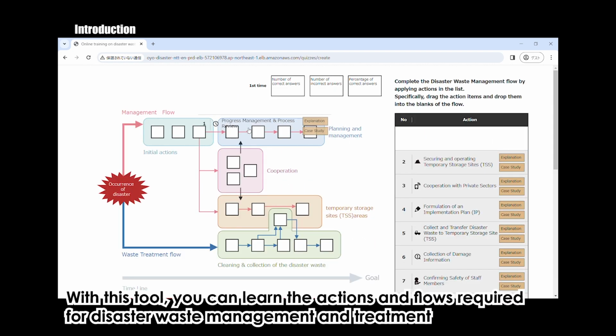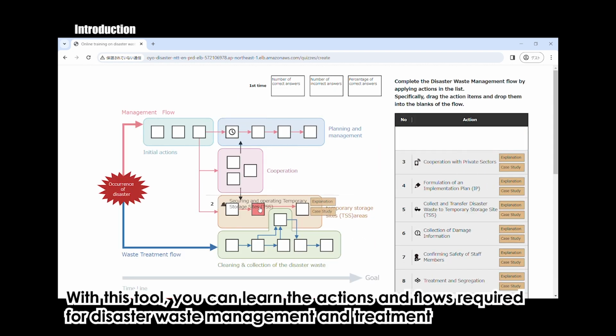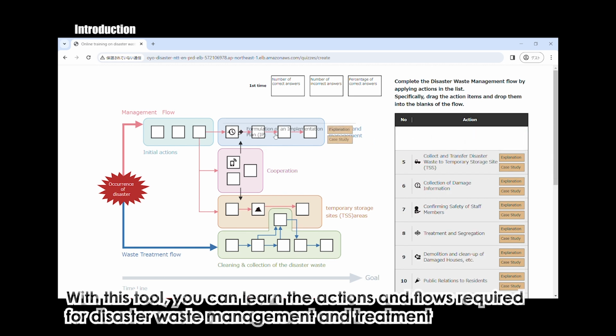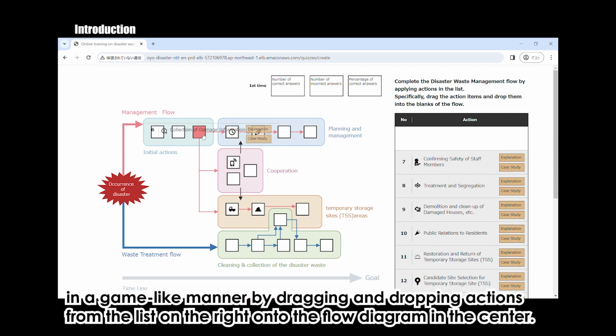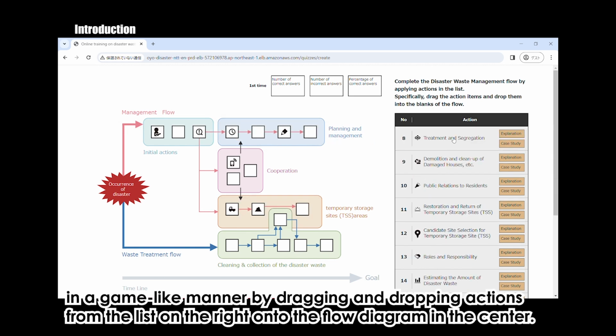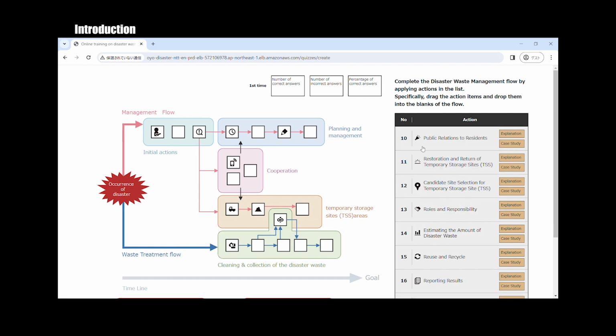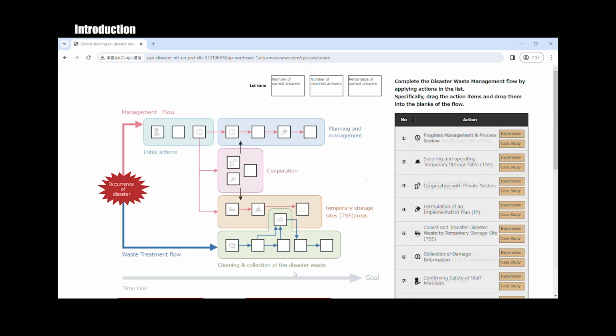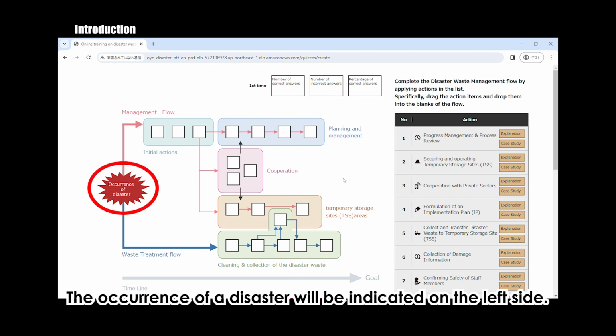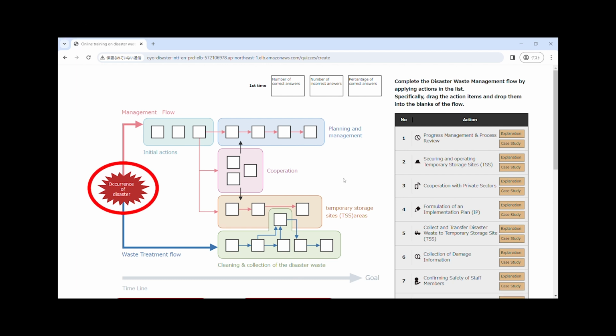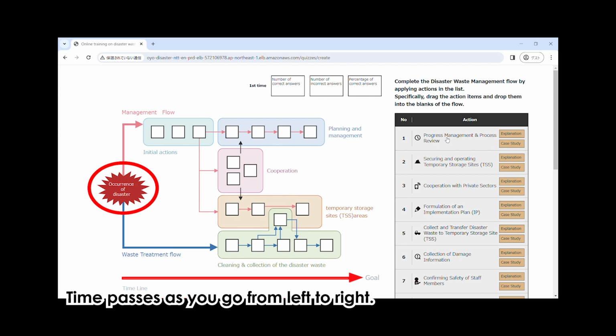With this tool, you can learn the actions and flows required for disaster waste management and treatment in a game-like manner by dragging and dropping actions from the list on the right onto the flow diagram in the center. The occurrence of a disaster will be indicated on the left side. Time passes as you go from left to right.